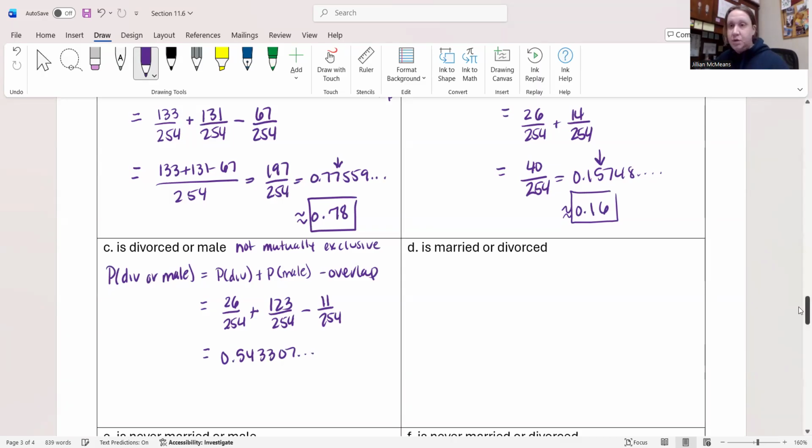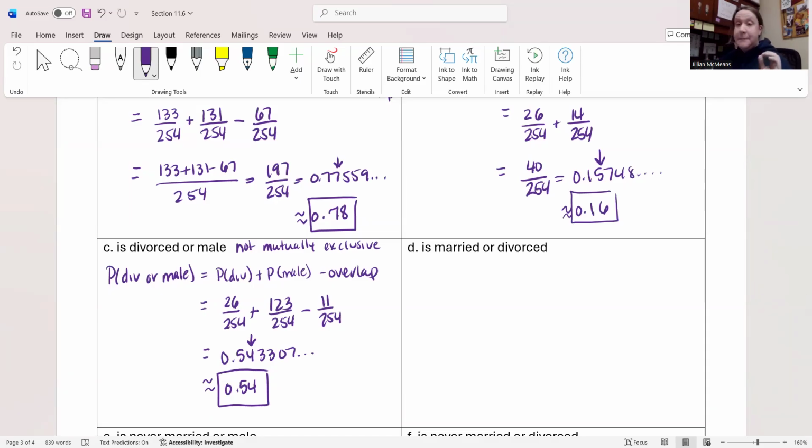Okay, so we did the work on the calculator. You can either type it into the fraction template and let it simplify it, or you can just piece it together. It doesn't matter. Show me your setup though. So we get 0.543307. We're rounding to the hundredths place. That's the 4. To the right of that, I have a 3, which tells me to round down. That means I leave the 4 alone and chop everything after that off. So we get 0.54. So if you randomly select somebody from this table, the probability that they're male or divorced is 54%.